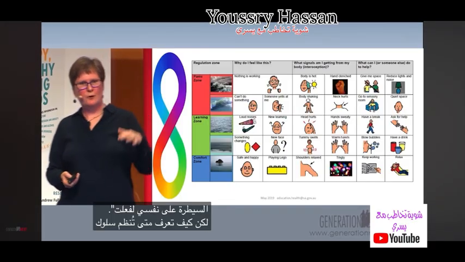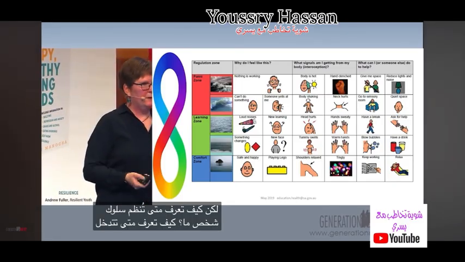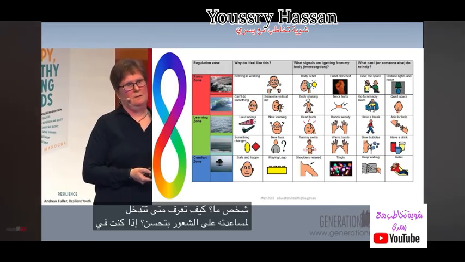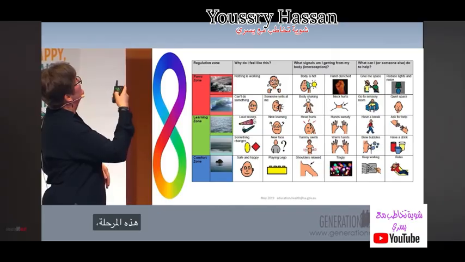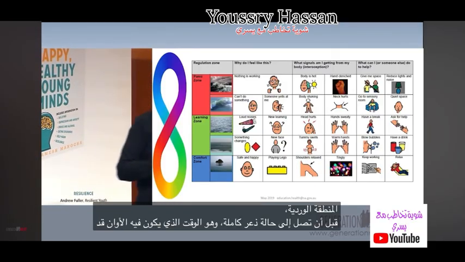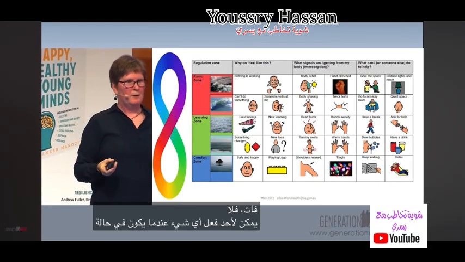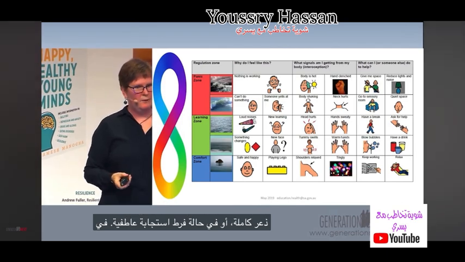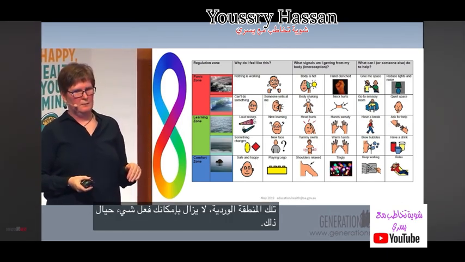But how do you know when to co-regulate somebody? How do you know when to step in and help them to feel better? And it's in this bit, the pink zone. Before you're in full-on panic, which is too late. Nobody can do anything when they're in the full-on panic zone, full-on sympathetic overload. At that pink, you can do something about it still.